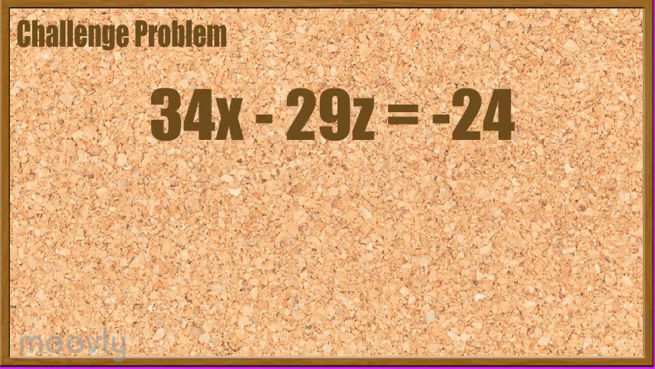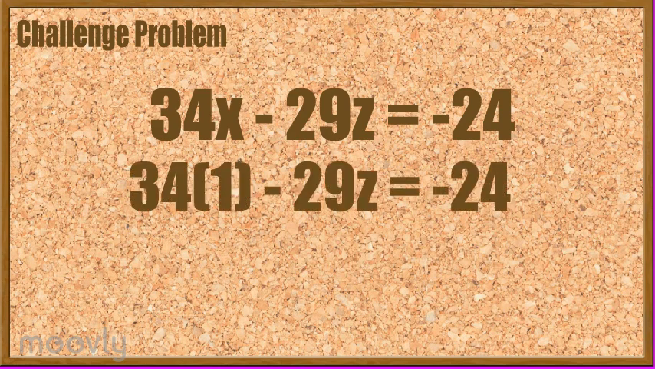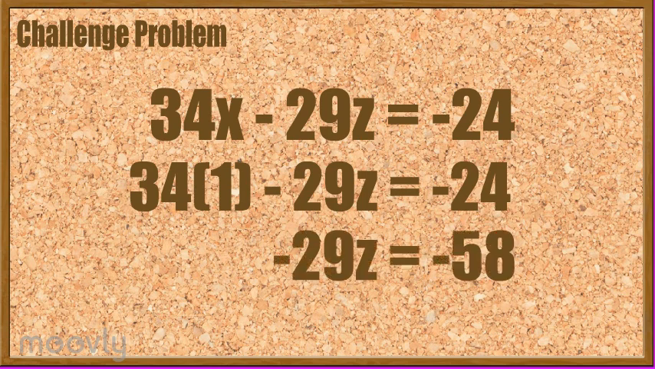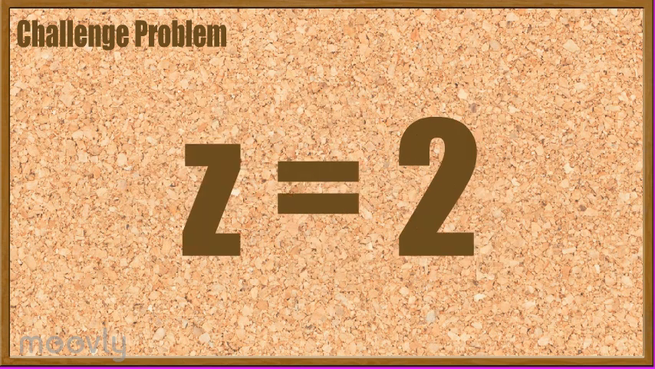Then you would substitute 1 in for x in equation 5 and solve for z. So you get 34x minus 29z equals negative 24, and add in the 1, so it would be 34 times 1 minus 29z equals negative 24. Negative 29z equals negative 58, so therefore z equals 2.